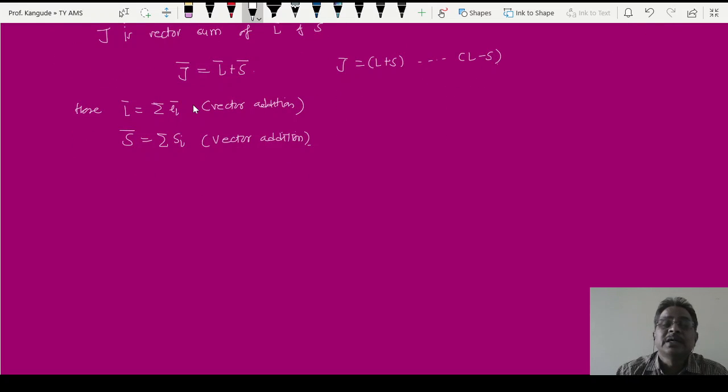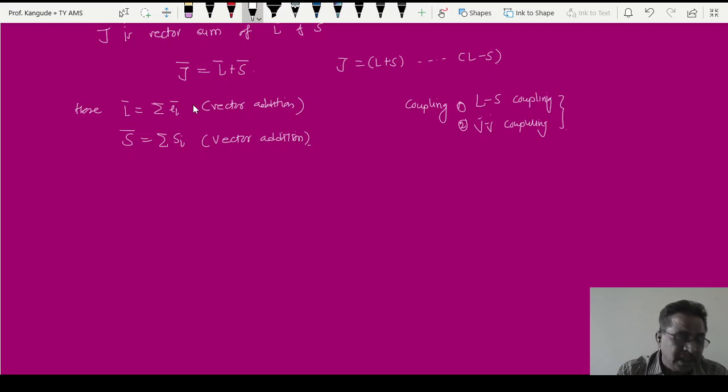So these are the two ways of coupling. That is called coupling. One is called LS coupling, and the second type is called JJ coupling, small j, JJ coupling. More about this we will discuss later on, not today, not needed here.